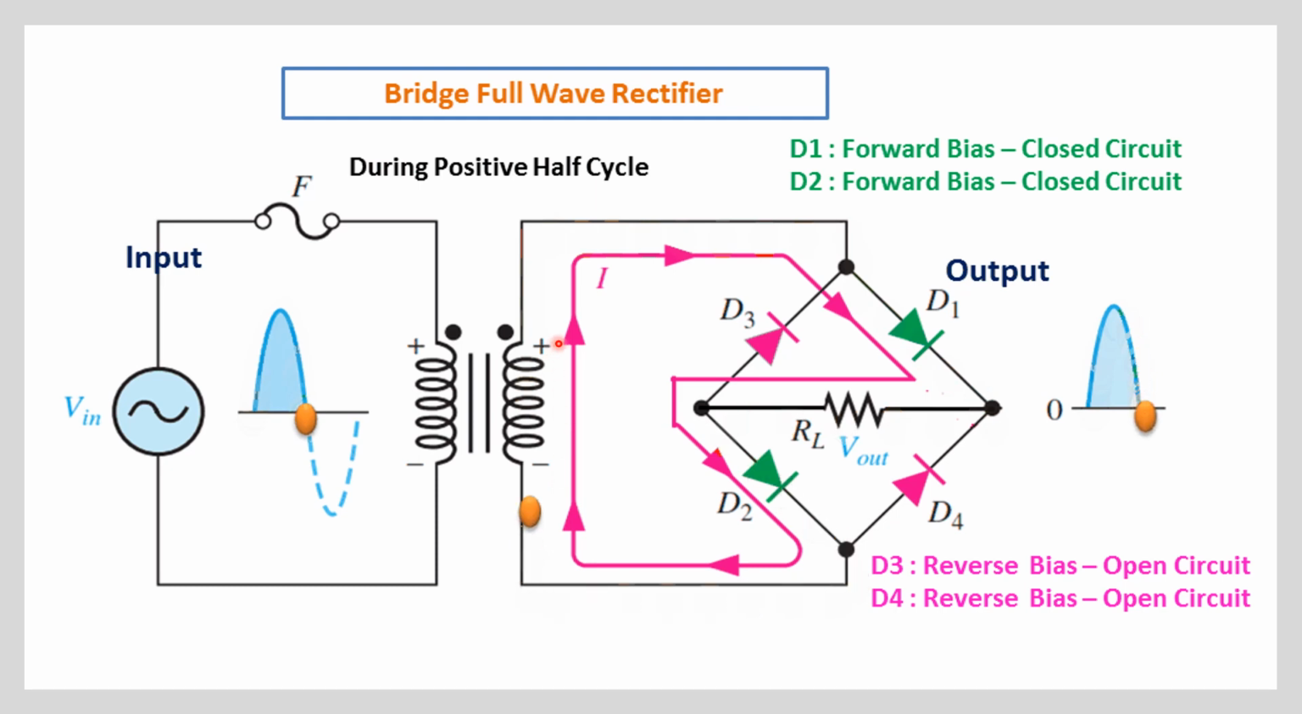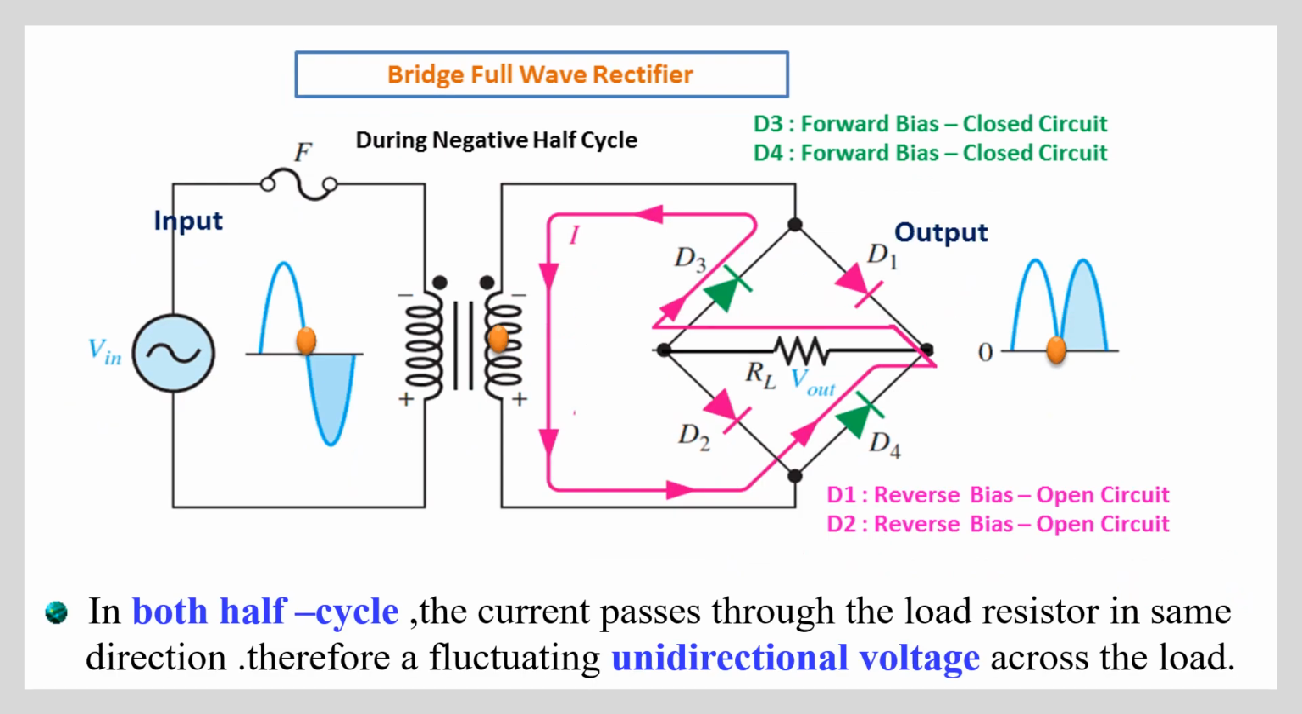Okay, it will start from positive. The current goes from positive through D1, then to RL where we get the V output, and through D2 to negative. The circuit will complete from positive to negative and we will get the output for the positive half cycle. In the positive half cycle, diodes D1 and D2 are forward biased, that is closed switches, and D3 and D4 are reverse biased, because here we get the positive. So this is a cathode and this is an anode, so it will pass through this, and D3 and D4 are reverse biased, that is open switches.